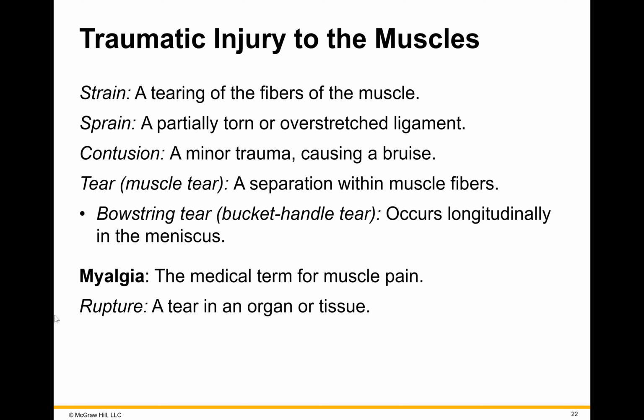Myalgia is the medical term for muscle pain, kind of a global description of the pain.